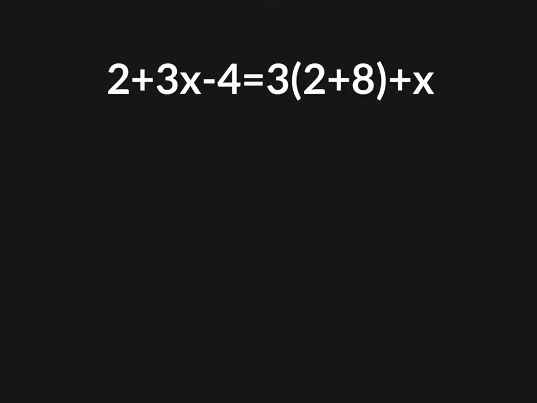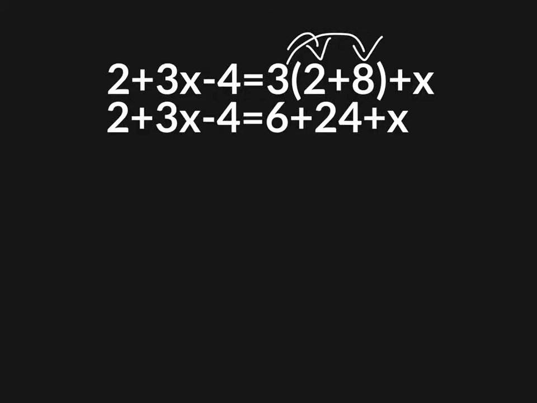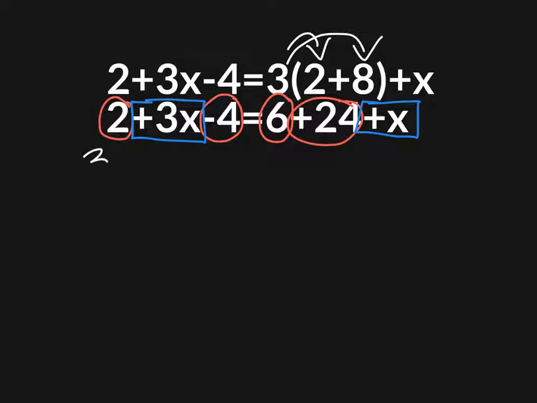First step is distributive property. 3 times 2 is 6 and 3 times 8 is 24. And you would write the rest of the problem. The next step is to combine like terms. So you would circle the constants and box the variables. Because there is only one variable on the left side, you would leave it alone. But 2 minus 4 is negative 2. From there, you would go on to the next side. 6 plus 24 equals 30 plus x.